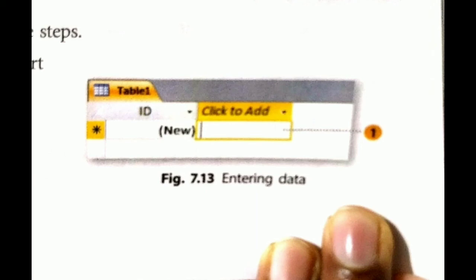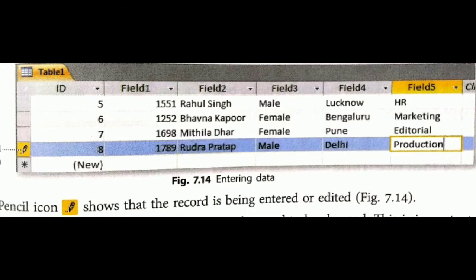So the first step is, under the click to add column, you start entering the first record. If you want to move to the next field, you press the tab key. If you want to move to a new record, you use the arrow keys. While you are entering the records, your screen will look like what you see in this picture. See, there is a pencil icon in this picture, and this pencil icon shows that the record is being entered or edited.